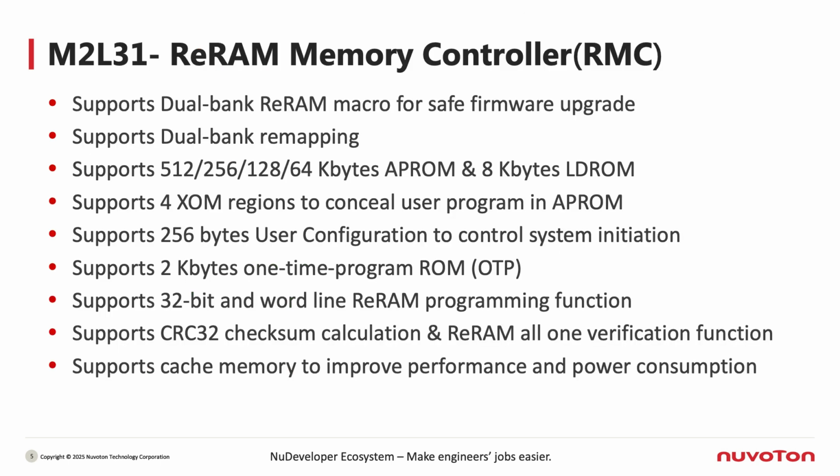Now let's take a look at the key features of the M2L31 series. It comes with a built-in dual-bank ReRAM, supporting secure firmware upgrade and memory remapping, offering up to 512 kilobytes of AP-ROM and 8 kilobytes of LD-ROM. In terms of security, the M2L31 series supports 4 XOM regions for code protection, as well as a 2 KB OTP block for one-time programming. For reliability and performance, it supports 32-bit and word-line ReRAM programming, includes a built-in CRC32 checksum, and integrates a cache memory, effectively enhancing performance while reducing power consumption.